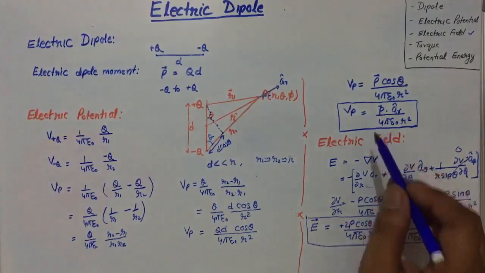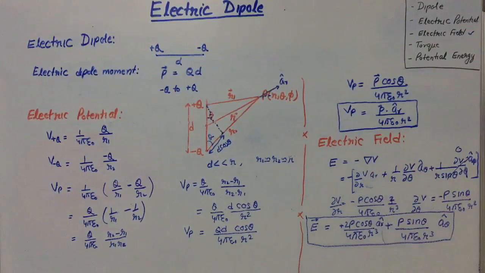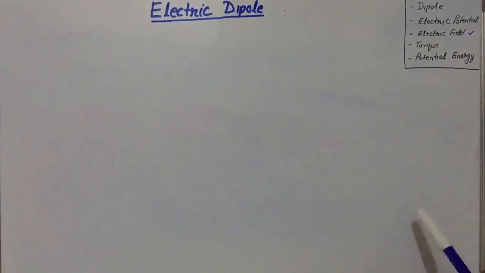Electric potential is this and electric field is this. Now after electric field, let us discuss the torque.